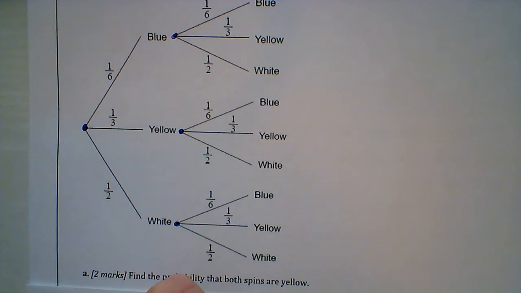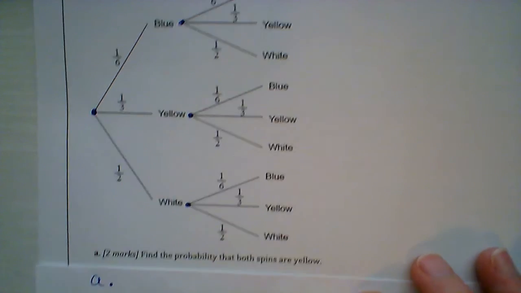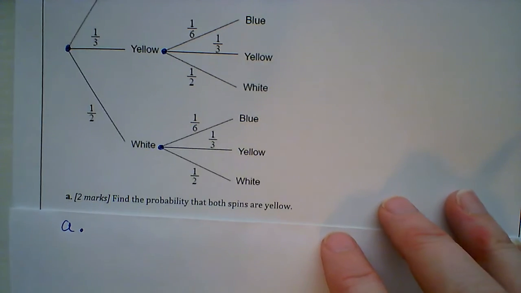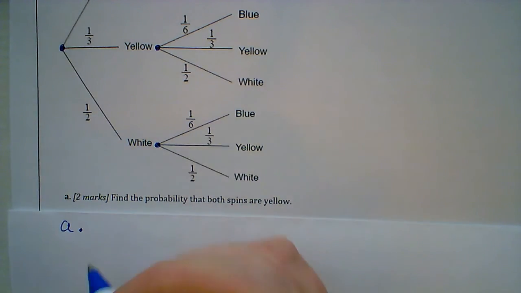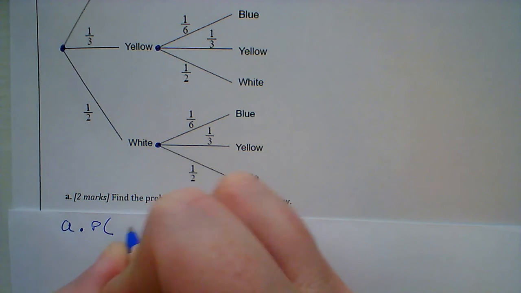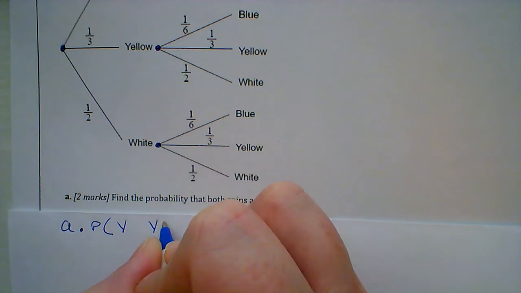Part A. All right, part A, here we go. Find the probability that both spins are yellow. All right, let me put this up so you can see. I keep losing track of my window here. All right, so I want the probability of yellow, yellow.